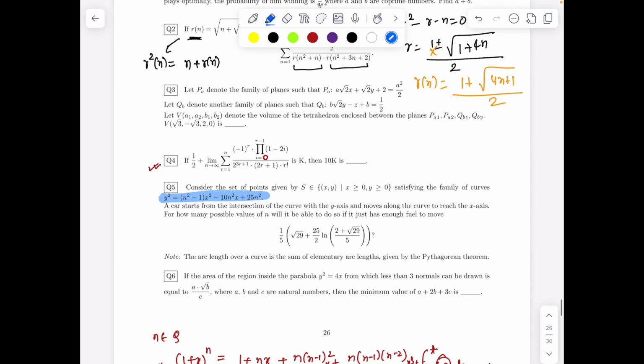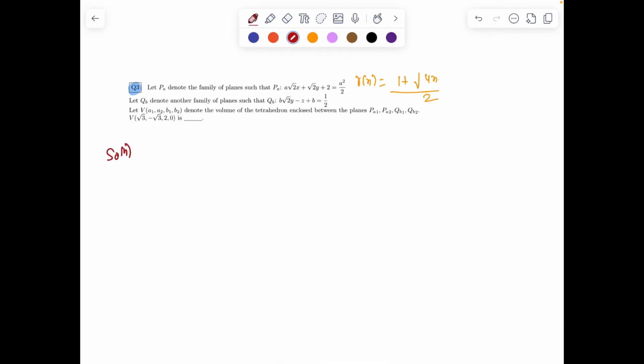The third one is a really interesting one. You can find the point of intersection between these planes, and it's not that calculative because the planes are nice and symmetric.